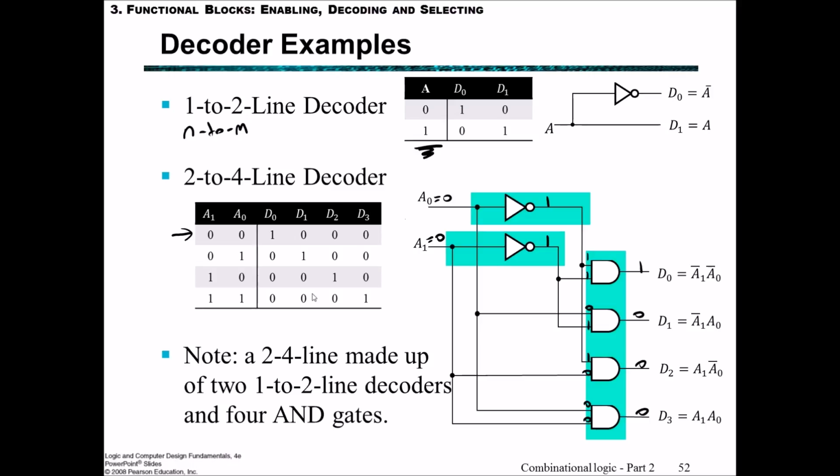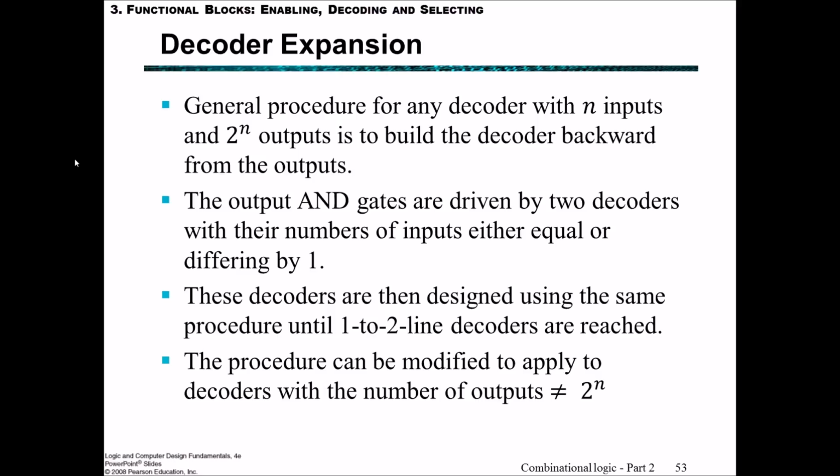Note in this case that the 2 to 4 line decoder is made up of two 1 to 2 line decoders and 4 AND gates. So we've essentially repeated this 1 to 2 line decoder twice, and then we've also included these 4 AND gates so as to get our 4 outputs. On the previous slide, we showed the 1 to 2 decoder and the 2 to 4 decoder, but if we want to expand that to a much larger number of inputs and outputs, then we would generally do the same procedure and build backwards from the outputs.